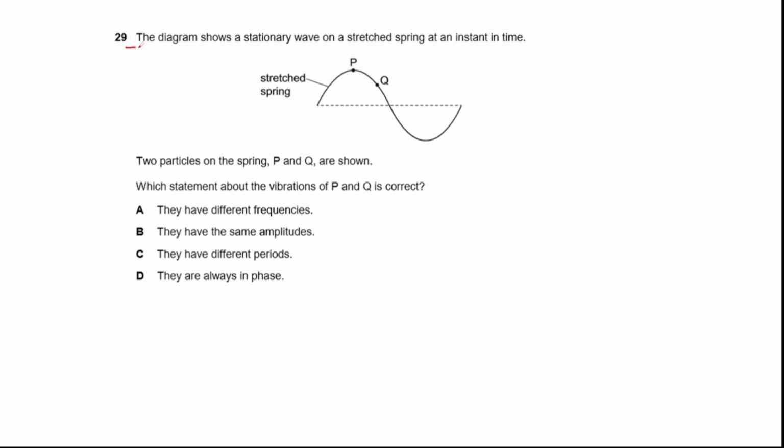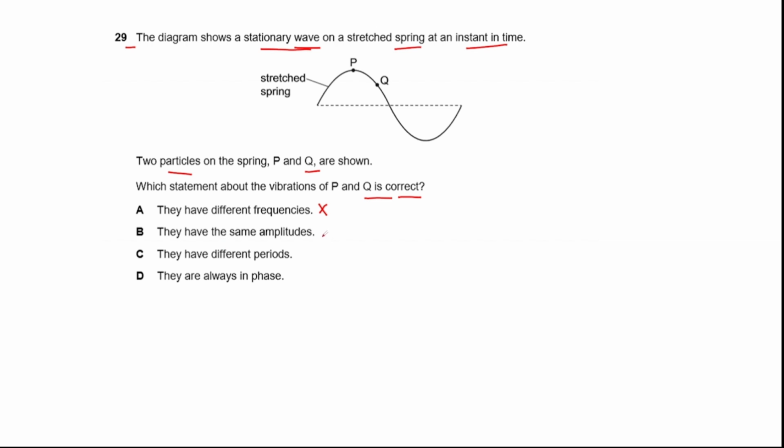Question number 29. The diagram shows a stationary wave on a stretched spring at an instant in time. So here is the picture. So it's a stationary wave given. Two particles on the spring, P and Q, are shown. Which statement about the vibrations of P and Q is correct? So here the first one, they have different frequencies. No. Since it is part of a single wave, it has the same frequency.